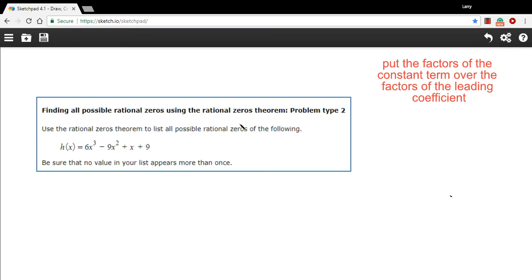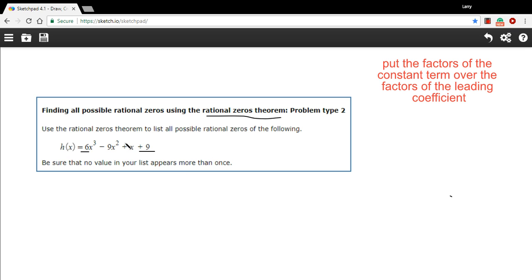In this problem, we're using the rational zeros theorem to find all the possible rational zeros of a function. And remember, the method for doing that is we take all the factors of the constant term and put them over all the factors of the leading coefficient in all the combinations that are possible.